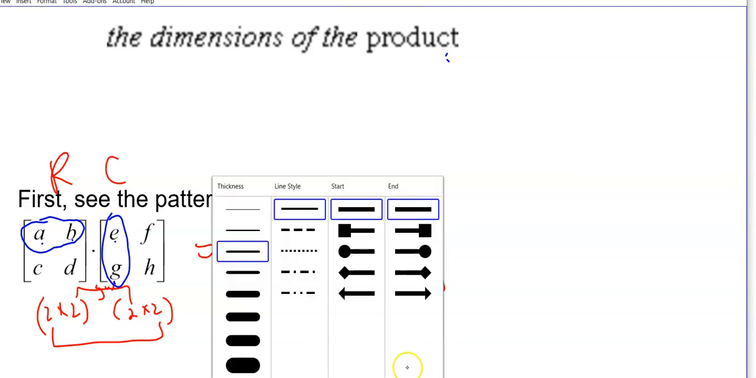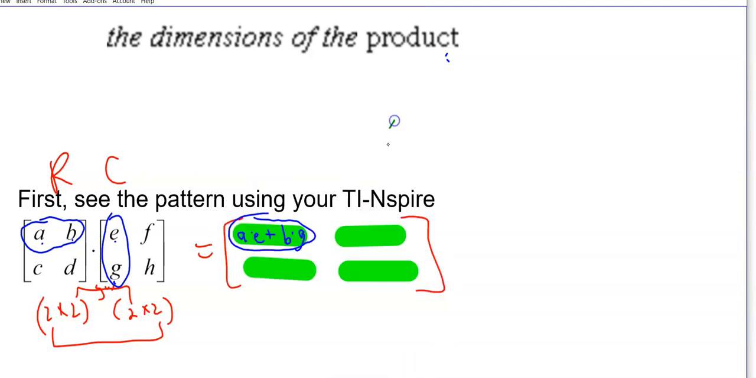Now let's do the next one here. This one is in the top right, so I'm circling the top row and the right column. So it'd be first times first, A times F, plus second times second, B times H, BH.